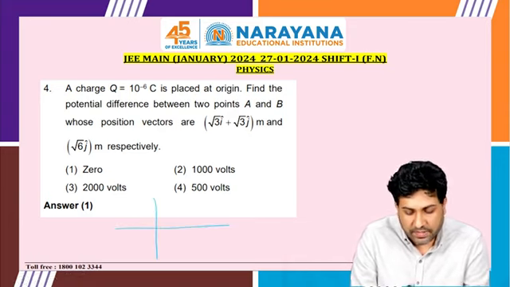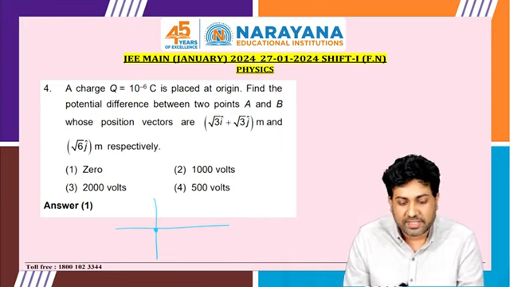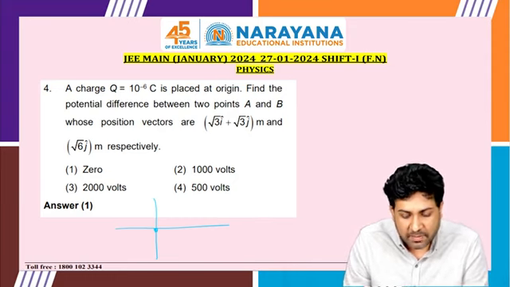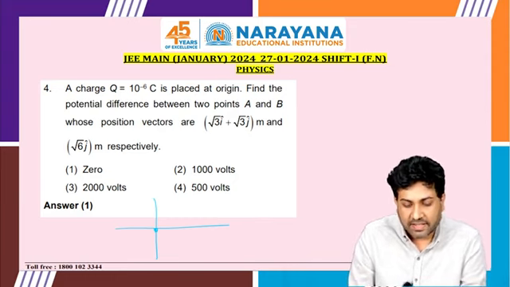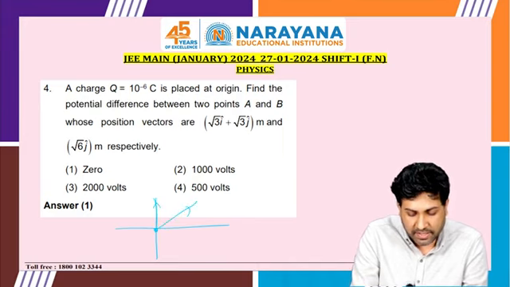So at the origin of the coordinate system, we have one charge whose magnitude is 10 raised to power minus 6 coulomb. Find the potential difference between 2 points A and B whose vectors they have given. So there is one vector somewhere here and this is one vector somewhere here.